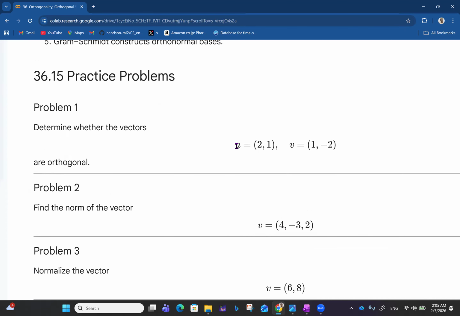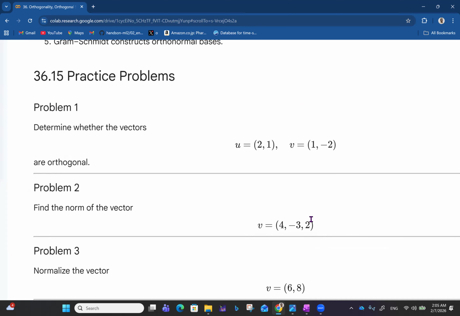Determine whether the vectors are orthogonal. Of course, 2 times 1 is 2, 1 times minus 2 is minus 2, 2 minus 2 is 0. So u and v are orthogonal. Find the norm of the vector. Of course, that would just be the square root of 4 squared plus minus 3 squared plus 2 squared. That'll be the square root of 16 plus 9, which is 25, plus 4. That'll be root 29. That'll be the norm of this.